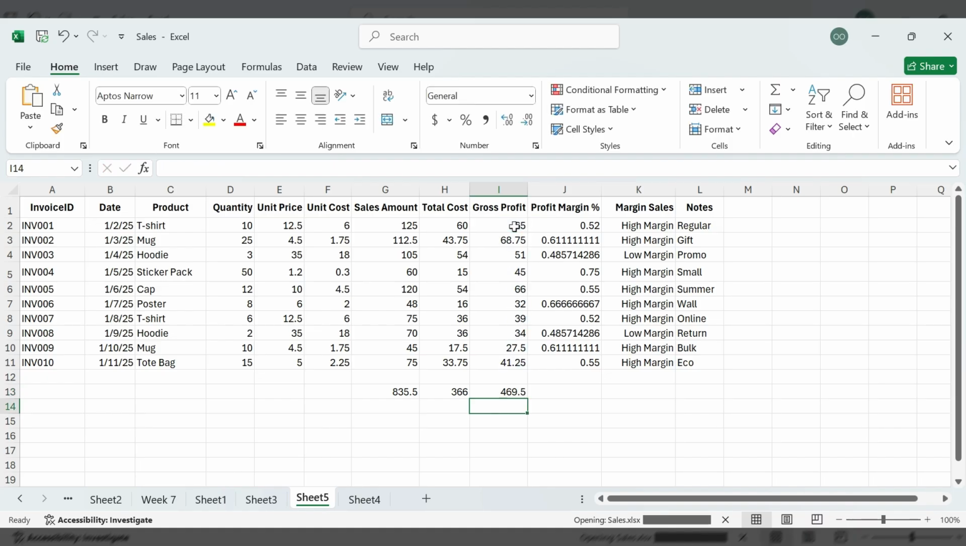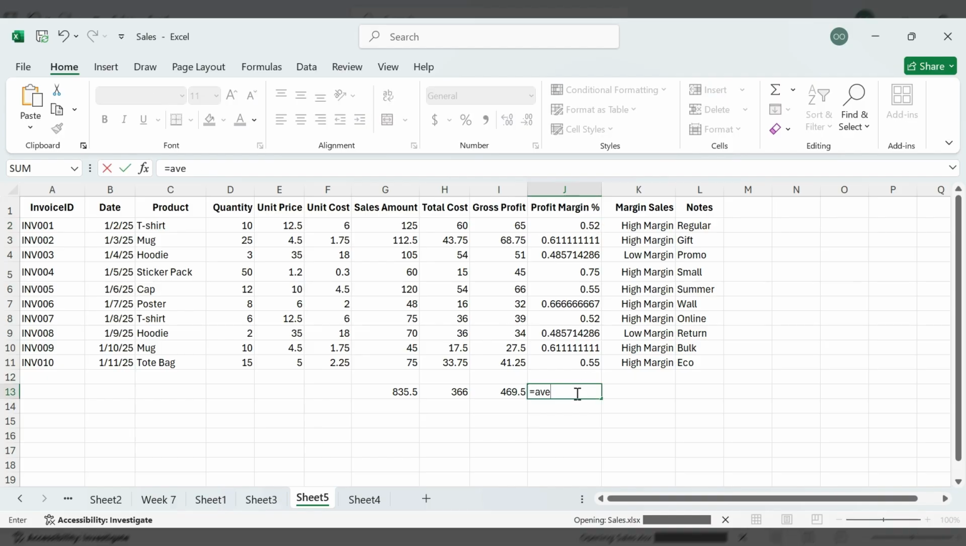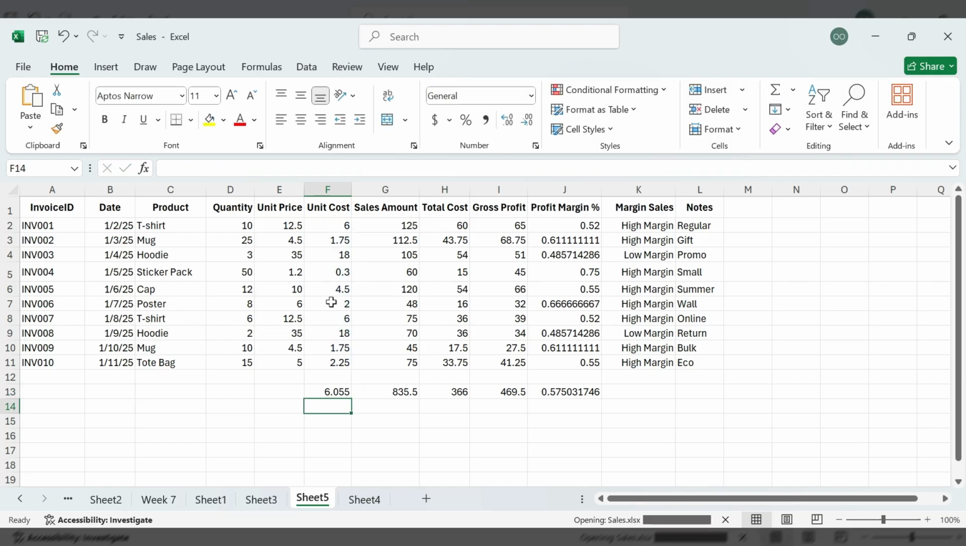Then total profit, equals to sum, enter total profit. Then average profit margin: you say equals to average, the row and enter, and this is your average profit. Let's say average unit cost. So say equals to average, then I write, then enter, and this is your average unit cost.